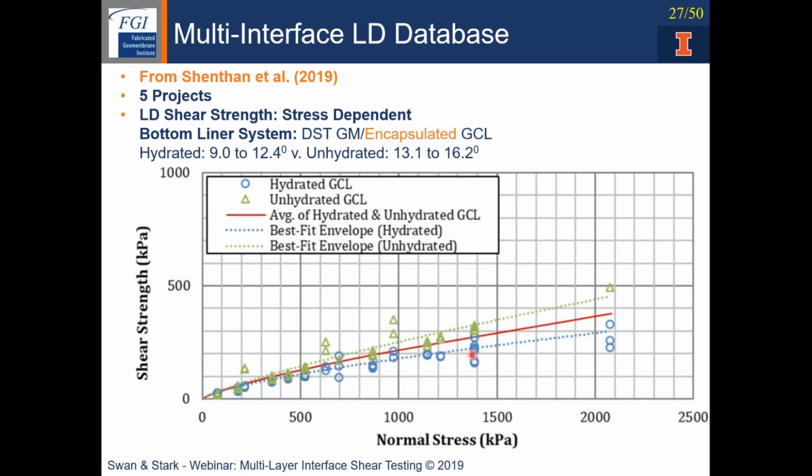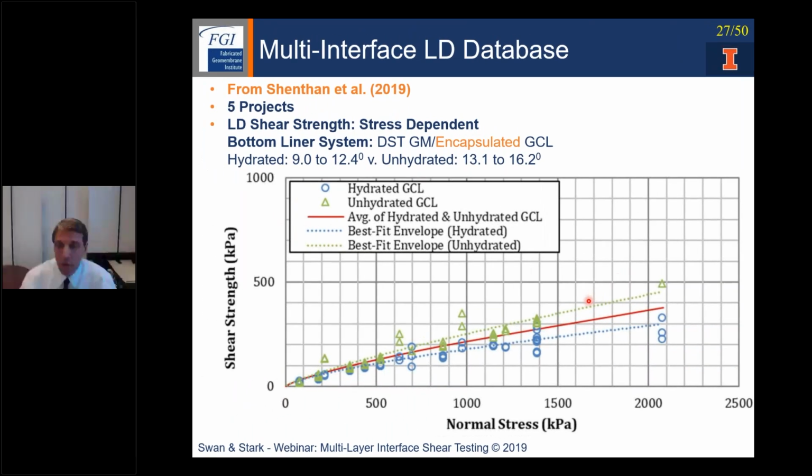So if you have an encapsulated GCL, it is common to assume that half the GCL is hydrated and half of it is unhydrated. And that way you're sort of using 50% hydrated and unhydrated. So that would be this red failure envelope. Okay, so let's move on to another interface.